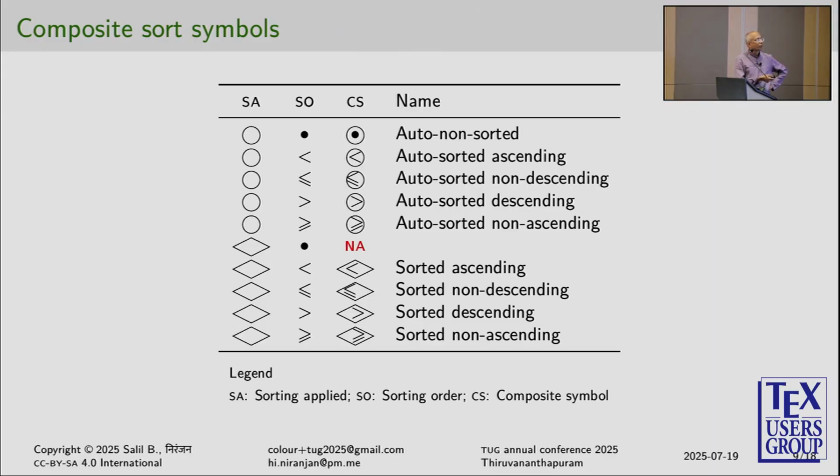Similarly, it could be auto-sorted in descending, auto-sorted in the non-ascending order. This is the invalid combination. If you sort an array, then the sorting order cannot be none. It has to be sorted. If you sort an array, you will get some sorted array. It cannot be non-sorted.